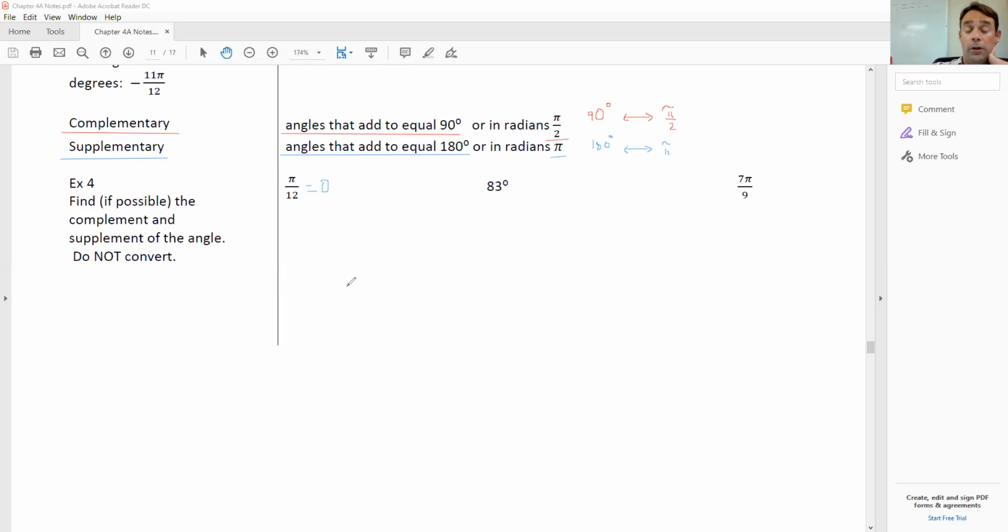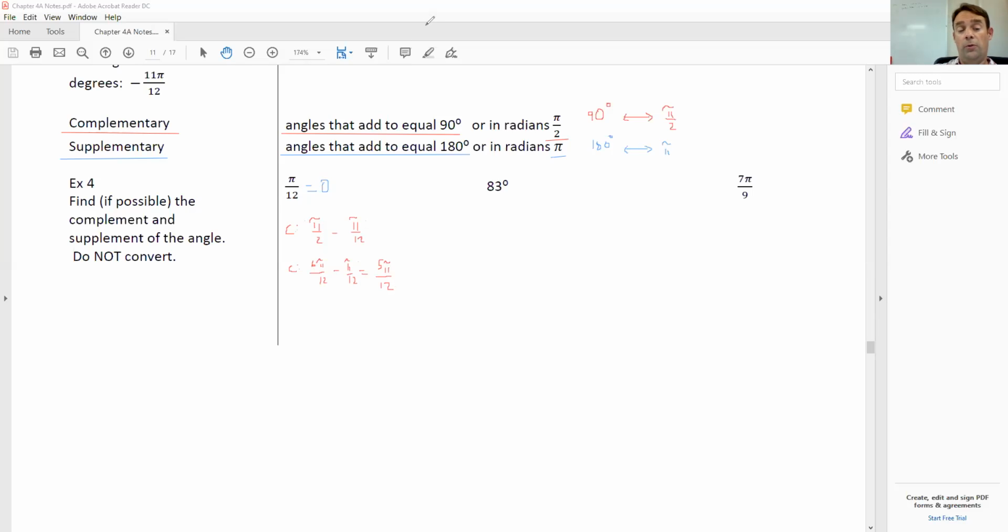So here's our angle. We're going to try to figure out the supplementary angle and the complementary angle to pi over 12. Well, the complementary angles add up to pi over 2. So to figure out the complement, I'm going to subtract: pi over 2 minus pi over 12. For this, friends, our angles are always going to be positive. So that's 6 pi over 12 minus pi over 12. So that complementary angle would be 5 pi over 12. It's a positive value, so we're good. That is the actual complement.